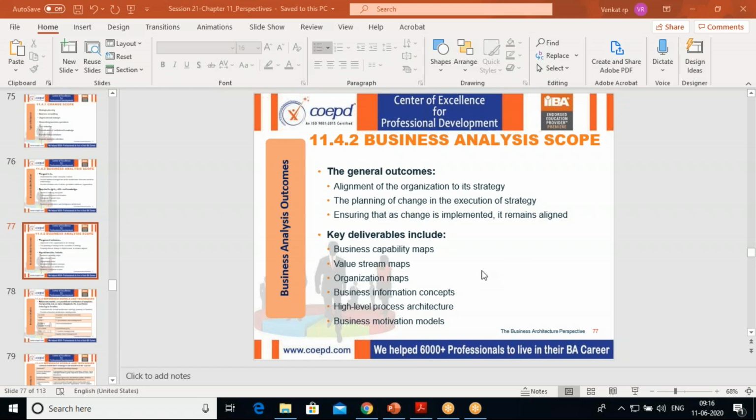And we have to come up with so many maps, like business capability maps, value stream maps, organizational maps, and business information concepts like high level process architectures and business motivation models. All this comes into the picture, because through these they can easily understand it.